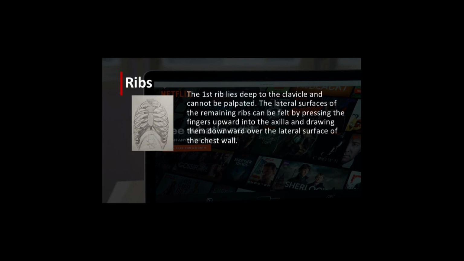Ribs. The first rib lies deep to the clavicle and cannot be palpated. The lateral surfaces of the remaining ribs can be felt by pressing the fingers upward into the axilla and drawing them downward over the lateral surface of the chest wall.